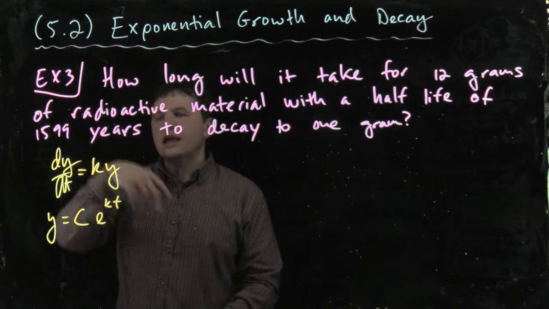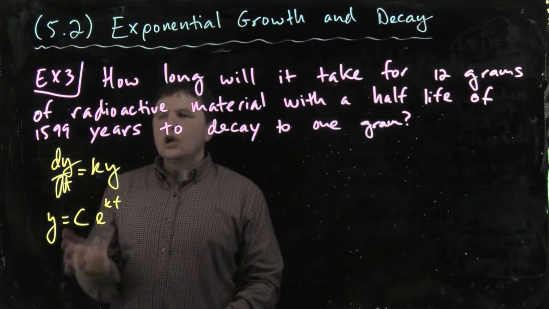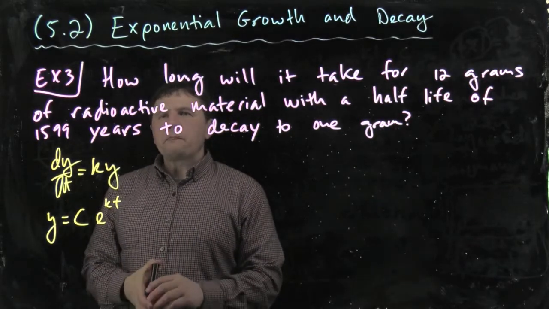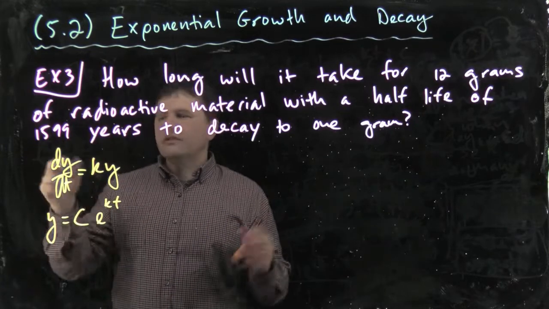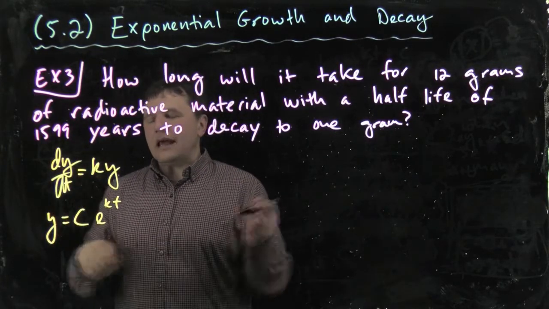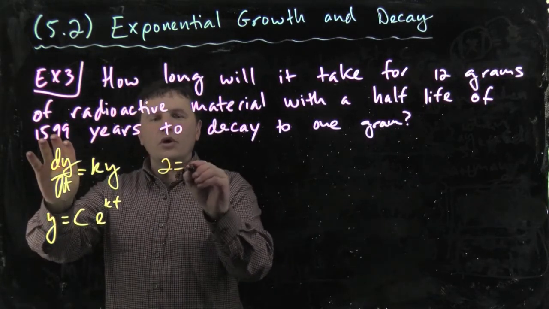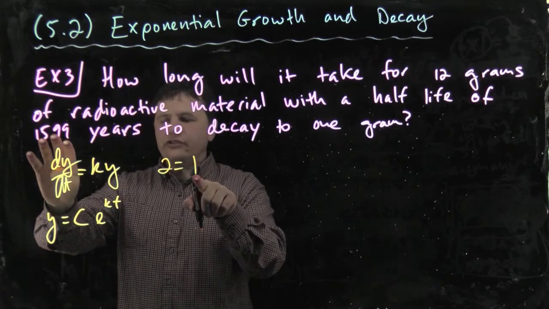Now this half-life thing takes a little bit of work here. Realize what that means is how long will it take for the material to drop in half, whatever that material is. So the way we figure this out, that means that our output would be 2 if our initial value was 1.